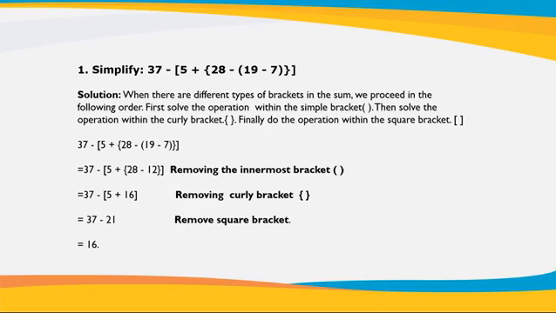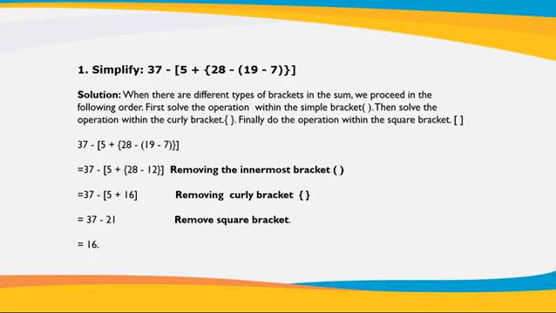This is a sum which is based on brackets. If you look at the sum, there are different types of brackets over here. When there are different types of brackets in the sum, we proceed in a particular order. First, you have to solve the operation within the round or the simple bracket. Then solve the operation within the curly bracket, and then finally do the operation within the square bracket. Let us now see how you can solve the sum.